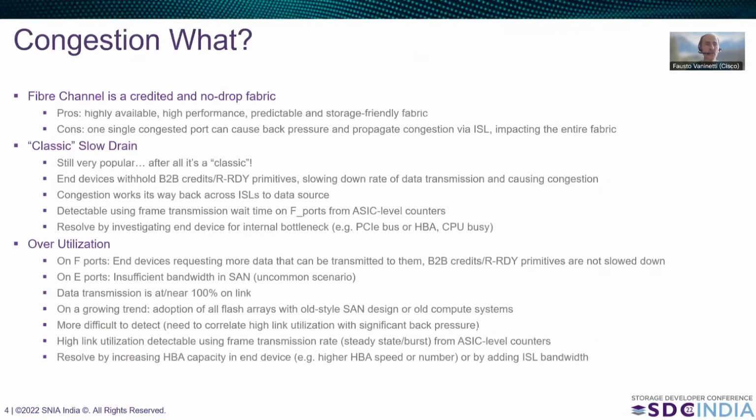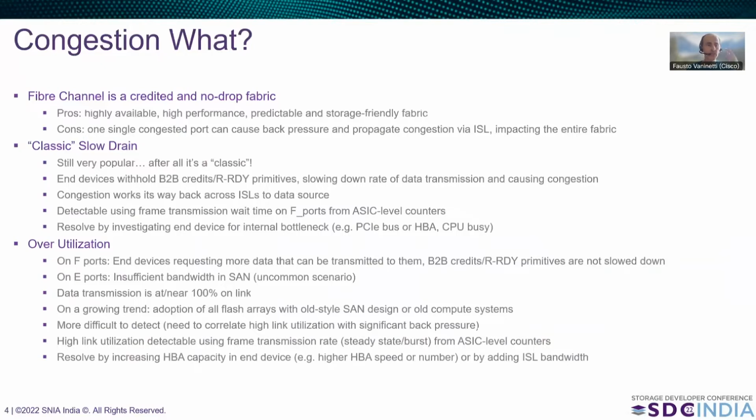Fibre Channel is a no-drop fabric, and this is very good because it's a highly available, high-performance, predictable, and storage-friendly fabric. But at the same time, one single congested port can cause back pressure and propagate congestion backward toward the source via the interswitch links, impacting the entire fabric.